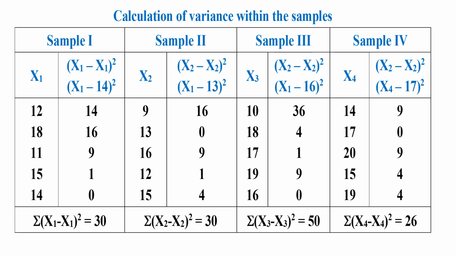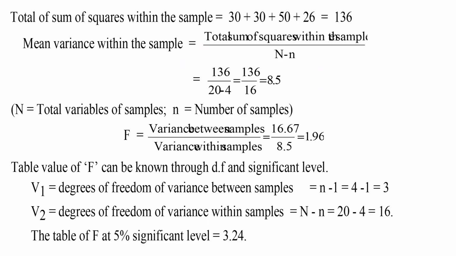Calculation of variance within the samples. An 8-column table should be prepared and values as given in the illustration should be recorded in columns 1, 3, 5, 7. In columns 2, 4, 6, 8 the square of x minus x bar for respective farms 1, 2, 3, 4 should be calculated. The sum of such values for the 4 farms should be calculated. Total of sum of squares within the sample equals 30 plus 30 plus 50 plus 26 equals 136. Mean variance within the sample equals 8.5. N equals total variables of samples, n equals number of samples.